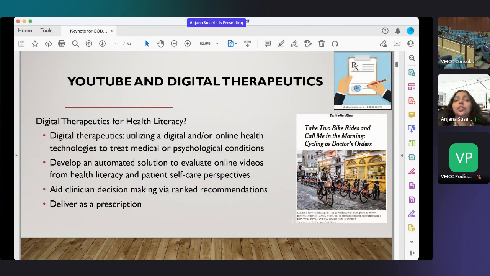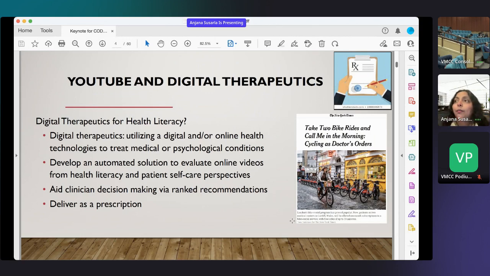So our approach is using AI and ML as a sort of digital therapeutics for health literacy. That is, we use a digital and online health technology as something that can be used to treat a medical or psychological condition. And we have an automated solution wherein we can basically run thousands of videos through our platform, which I will discuss the technological details of in a bit.